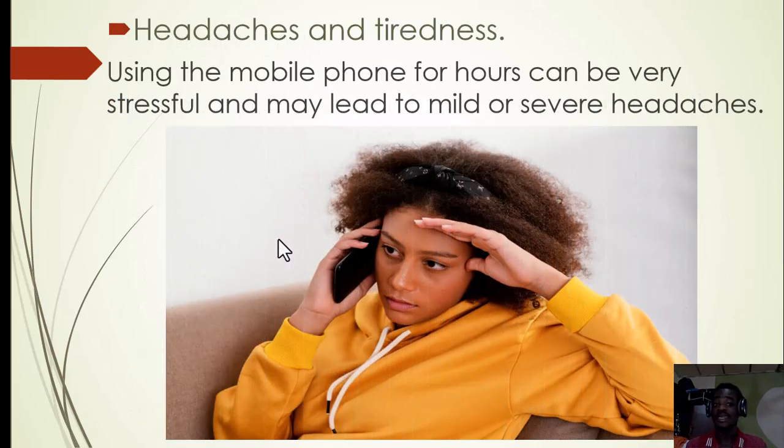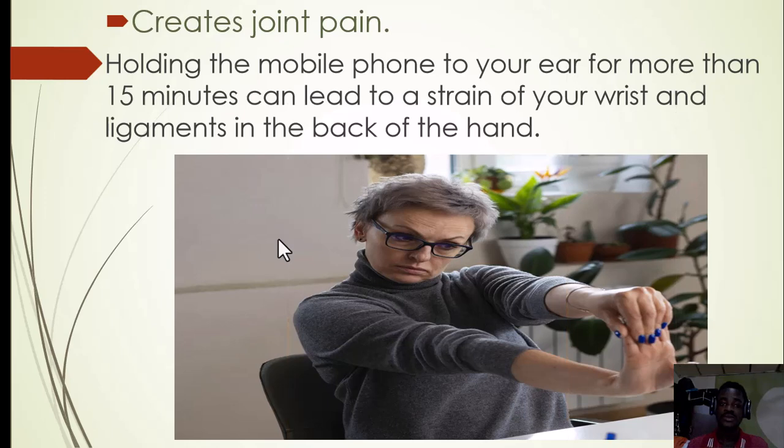Headache and tiredness. That's the first hazard we'll be talking about in using mobile phones. Using the mobile phone for hours can be very stressful and may lead to mild or severe headache. Wrist joint pain. Holding the mobile phone to the ear for more than 15 minutes while making calls can lead to a strain of your wrist and ligament in the back of the hand.